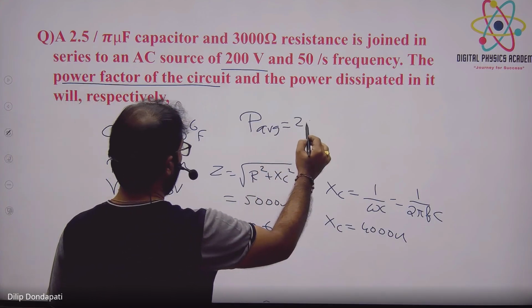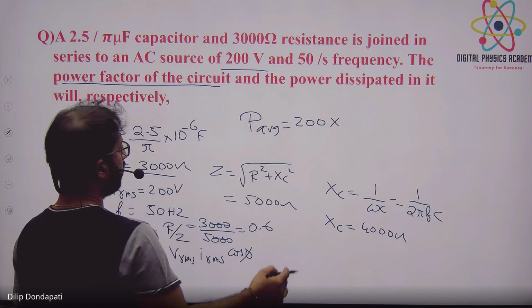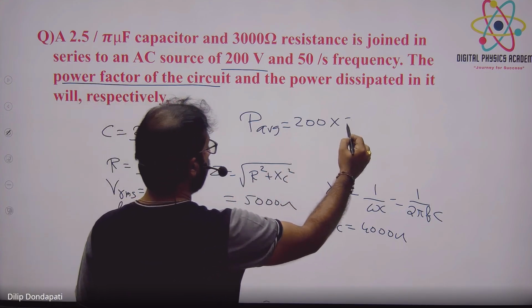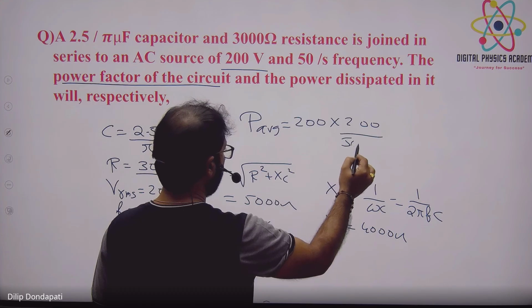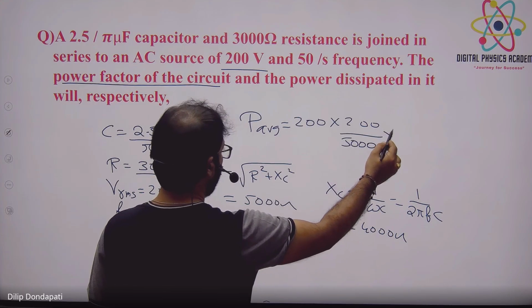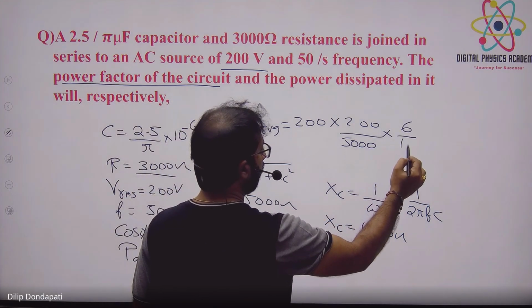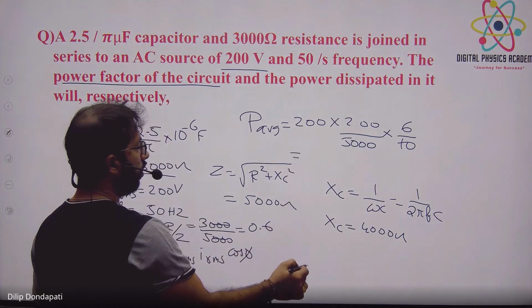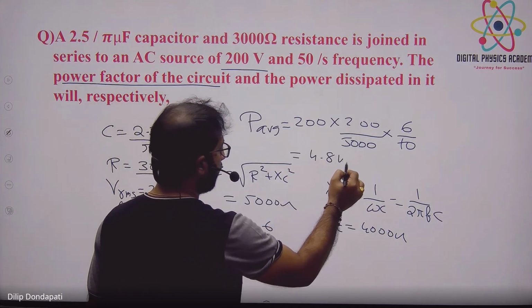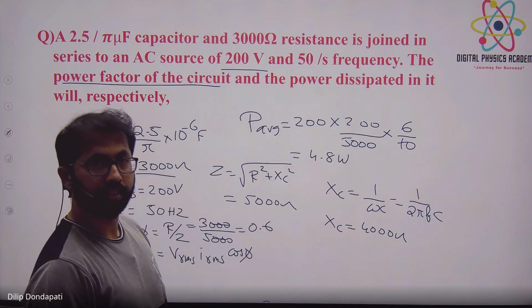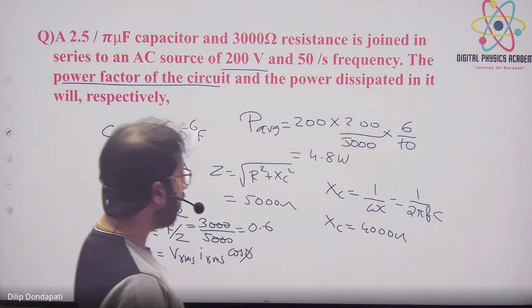VRMS is 200, into IRMS. IRMS is 200 by 5000, into cos phi. Cos phi is 0.6, that is 6 by 10. So if you solve, we'll get 4.8 watts. Power is in watts. Okay. Next, power के बारे में, average power.